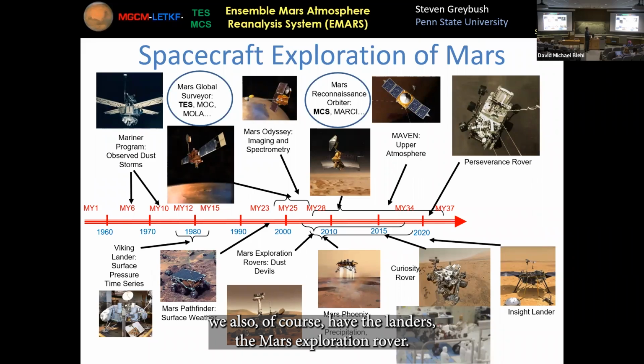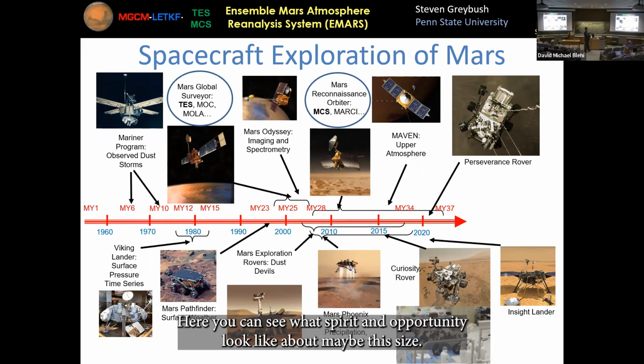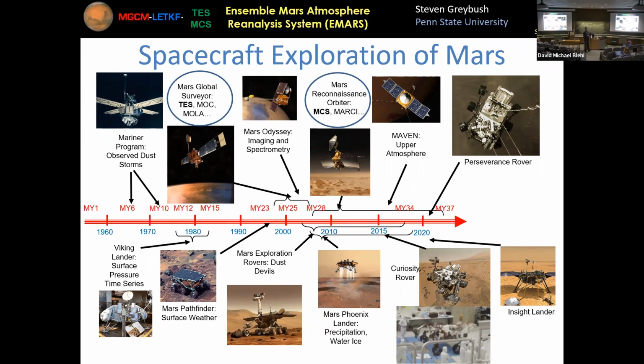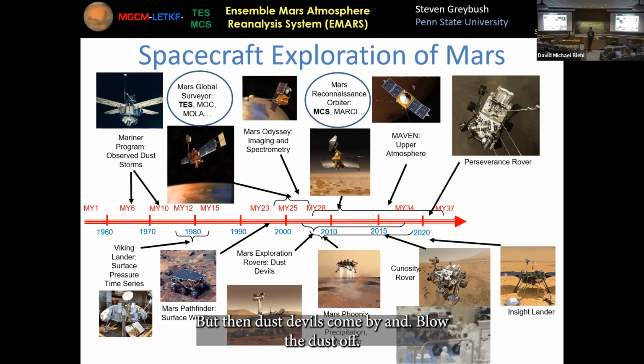Okay? The Mars Exploration Rovers. These were sent in the early 2000s. Here you can see what Spirit and Opportunity look like, about maybe this size. Okay? These were solar-powered rovers. They were designed to last 90 days on Mars. Dust slowly accumulates onto the panel, making it less efficient to take in solar energy. But then dust devils come by and blow the dust off.